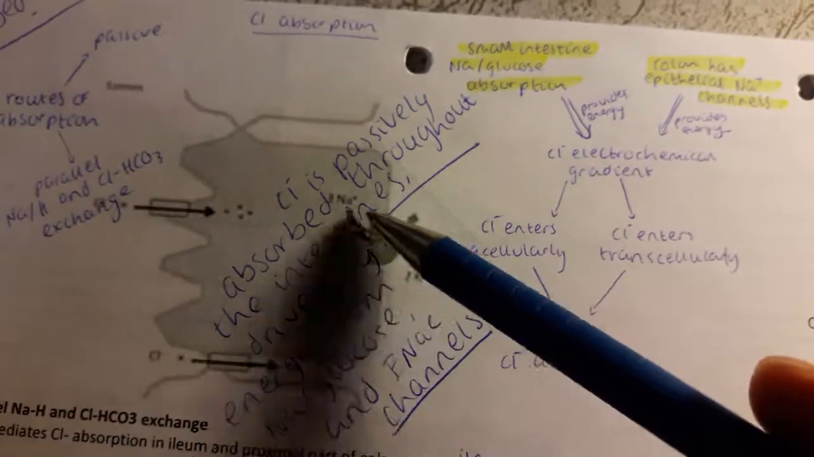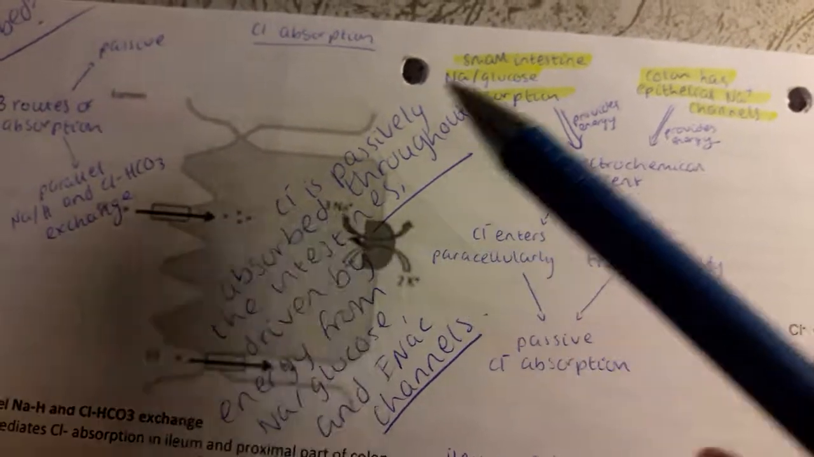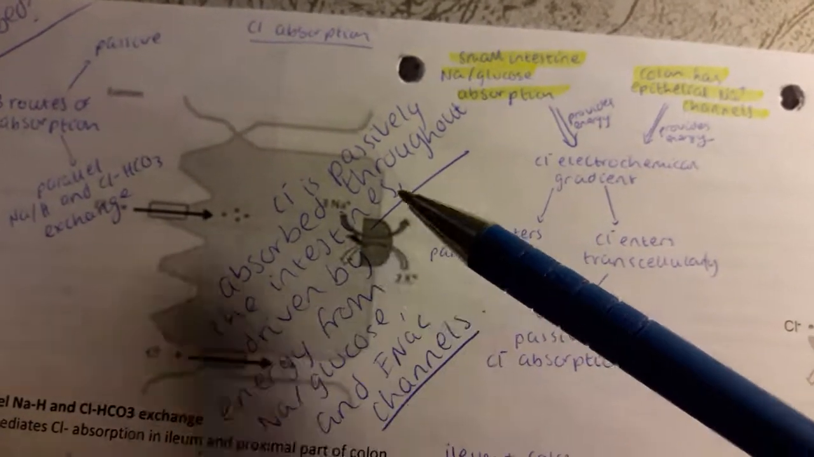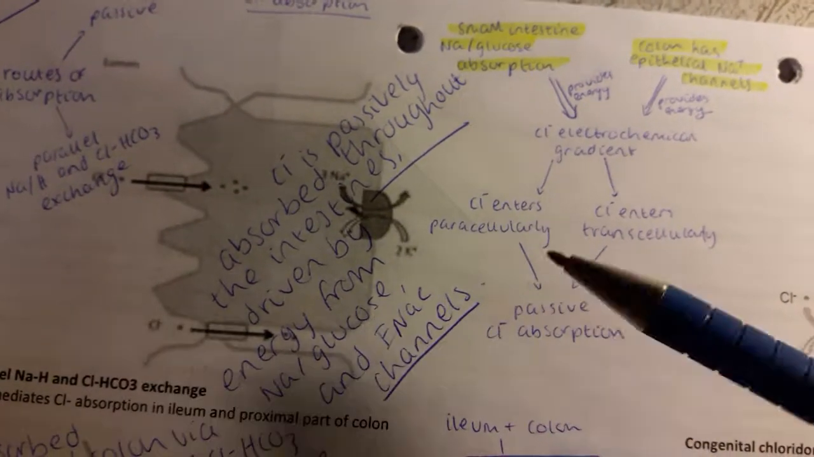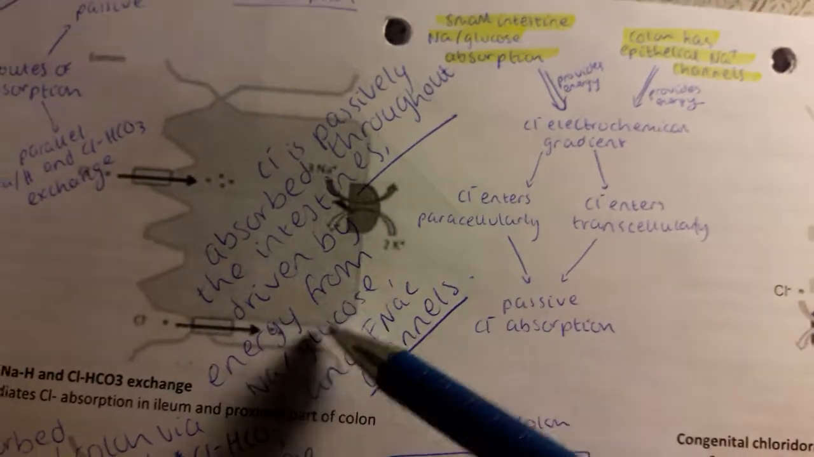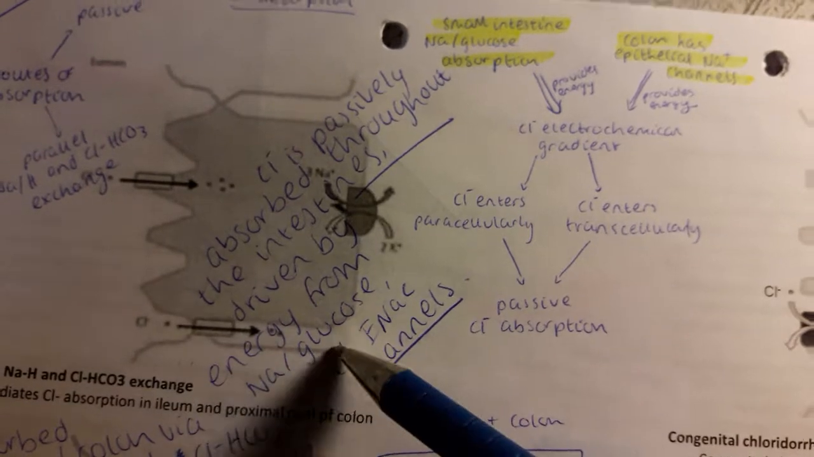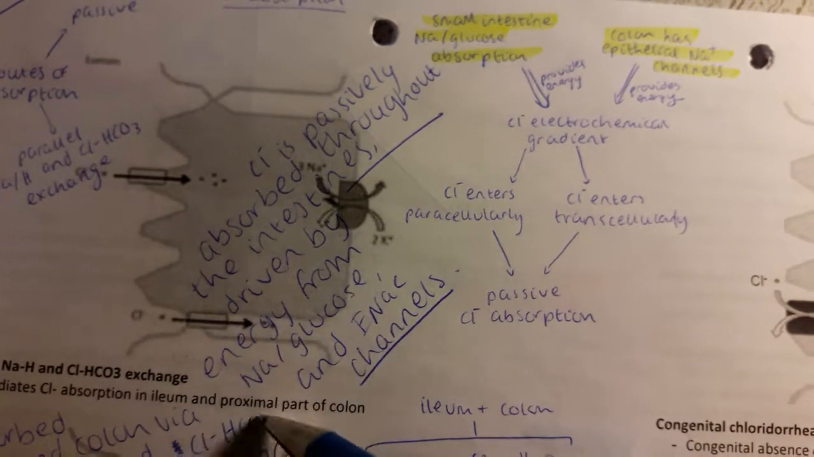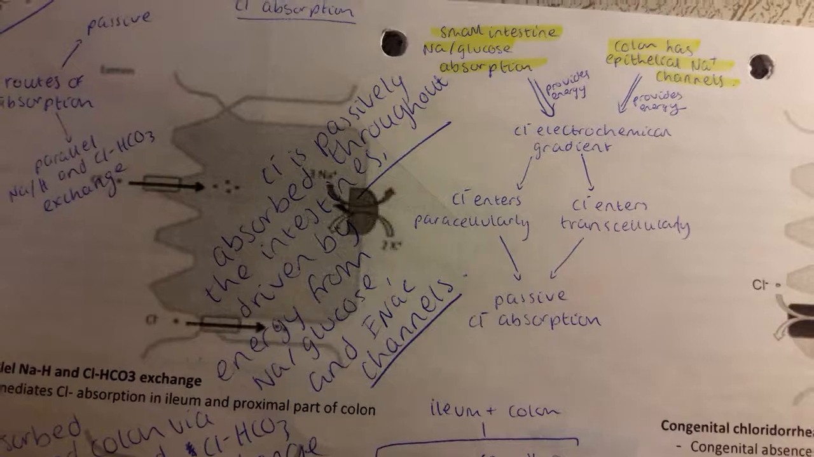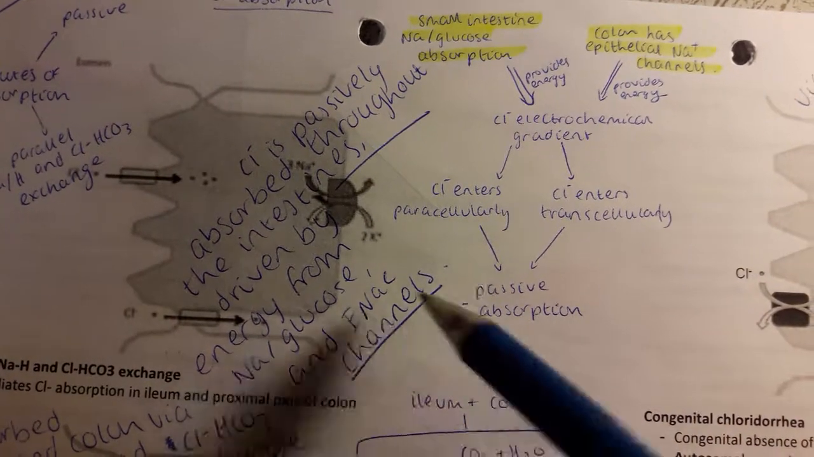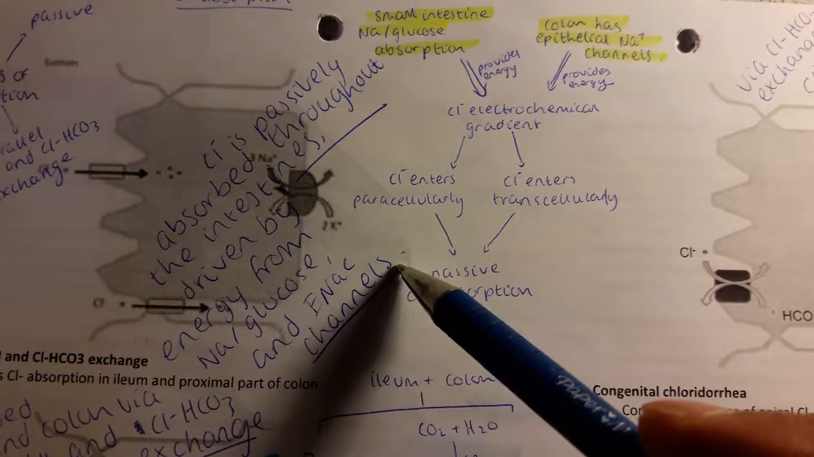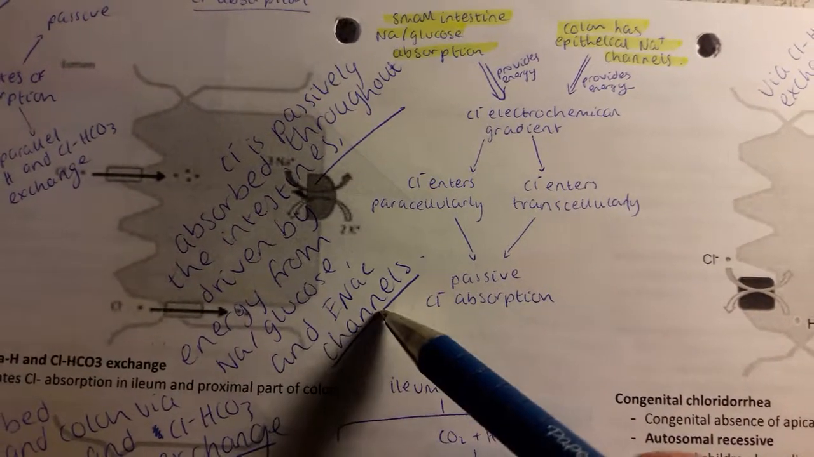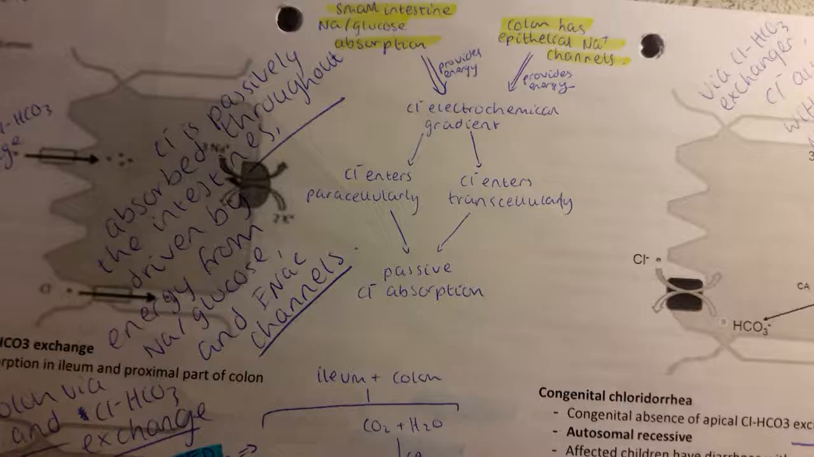So first of all, passively. Chloride is passively absorbed throughout the intestines, driven by energy from sodium-glucose channels and ENaC channels. If you remember, sodium-glucose channels are the first mechanism by which sodium is co-transported and absorbed into the body. And ENaC channels are sodium channels in the colon, which allow the entry of sodium into the body.